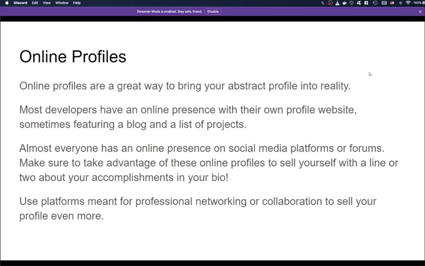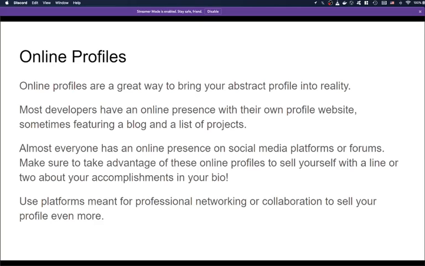Alright, so finally, let's talk about online profiles. Online profiles are a great way to bring your abstract profile into reality, right? Most developers, well not most, but the good ones, have an online presence with their own profile website. Sometimes this features a blog. A lot of them feature blogs and lists of projects, right? And of course the profile itself is a project. This is especially prevalent among web developers, right?